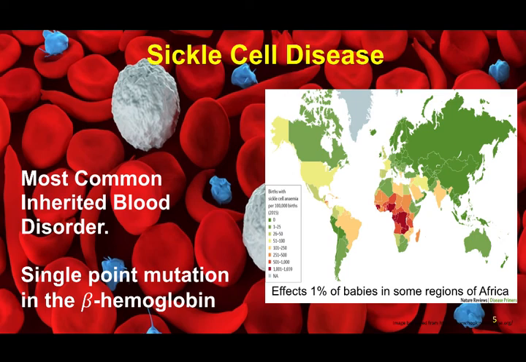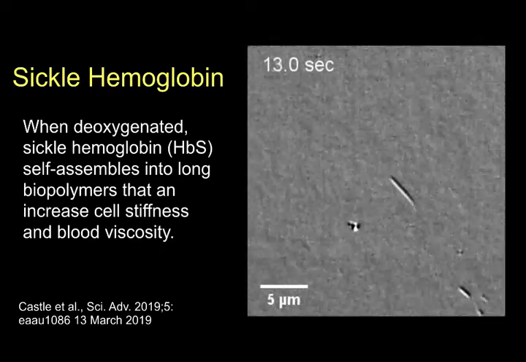Sickle cell disease is the most common inherited blood disorder. It's caused by a single point mutation in the beta hemoglobin gene. In some areas of Africa, it affects 1% of all babies. In the US, it affects more than 100,000 people.